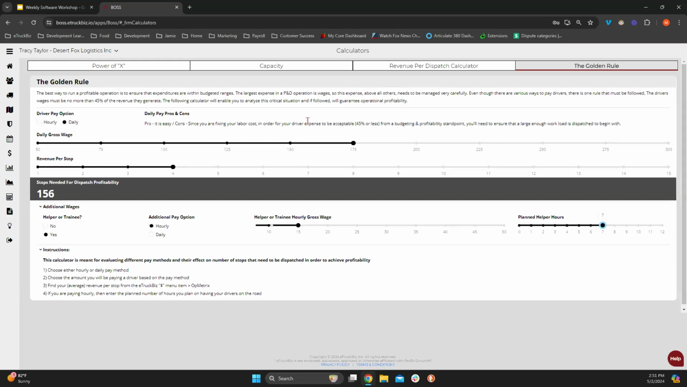Okay. Any questions about the golden rule calculator, any of these 4 calculators? Or to be honest with you, if you have a question about another part of the software that you would like answered, now is your time to ask it, because we are here and able to answer almost all questions. If I don't know the answer, I'll find out for you though. Any questions at all?